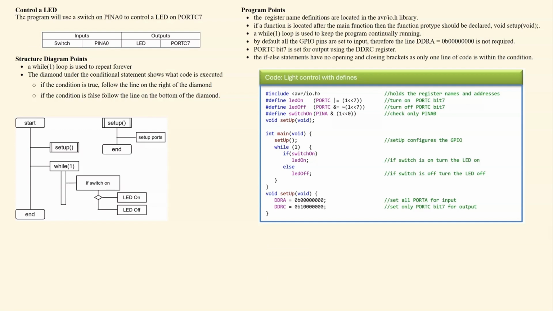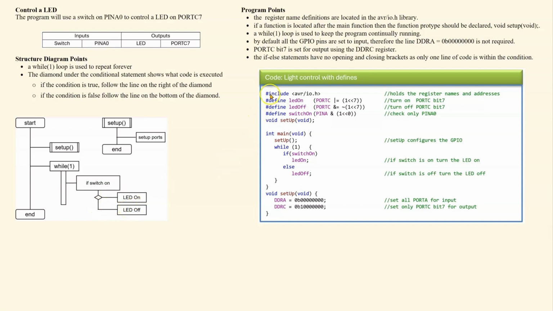This coding example of the GPIO uses a switch on pin A bit 0 to control a LED on port C bit 7. Looking at the structure diagram, we have the setup, which sets up the ports, a while one loop that repeats forever. We test the switch. If the switch is on, if that's true, we turn the LED on. If it's false, we turn the LED off.